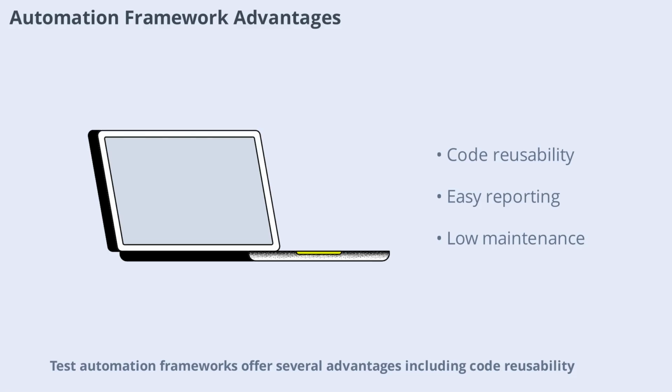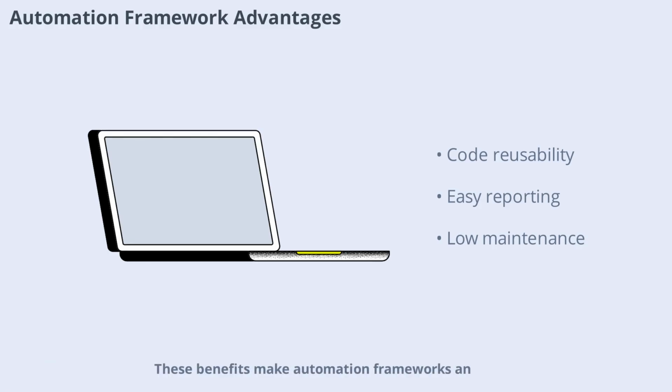Test automation frameworks offer several advantages, including code reusability, maximum coverage, recovery scenarios, low maintenance costs, minimal manual intervention, and easy reporting. By standardizing your testing approach, frameworks help teams work more efficiently and maintain high-quality software. These benefits make automation frameworks an essential part of modern software development.